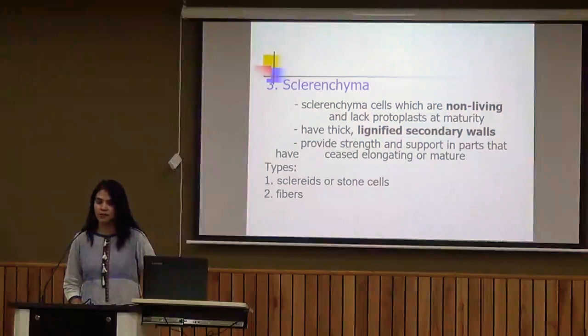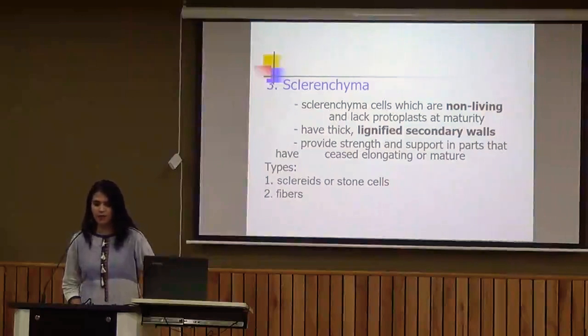they were living cells. And the cell wall is thick due to the deposition of one particular chemical that is known as lignin. We have written just, they have thick lignified secondary wall. That means the cell wall had become thick due to the deposition of lignin. The function is it provides strength and support to the plant, and there are different types of cells present in it. We are having stone cells, we are having fibers, etc.